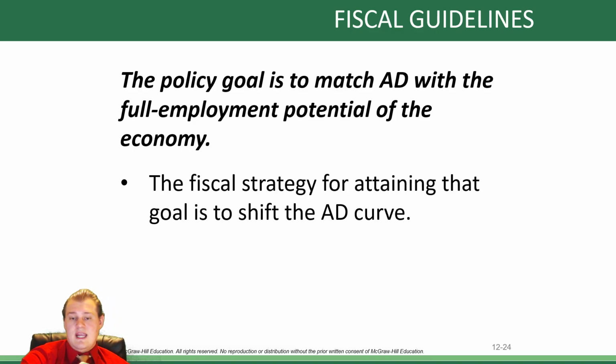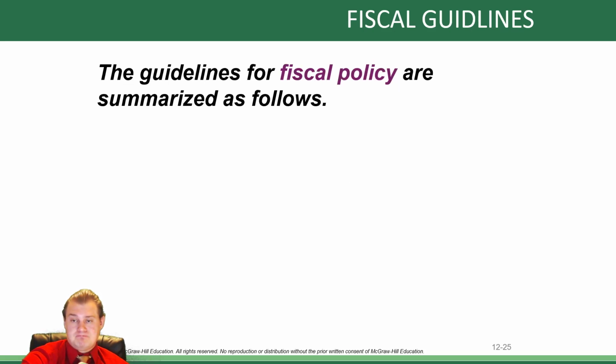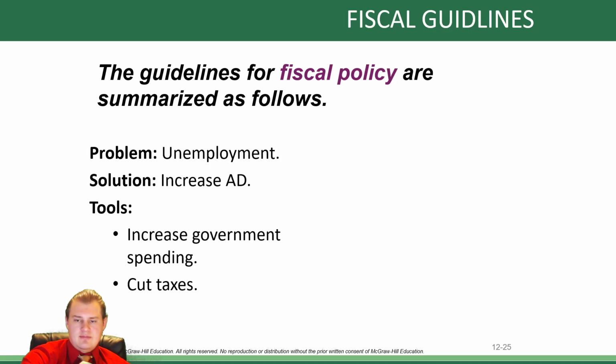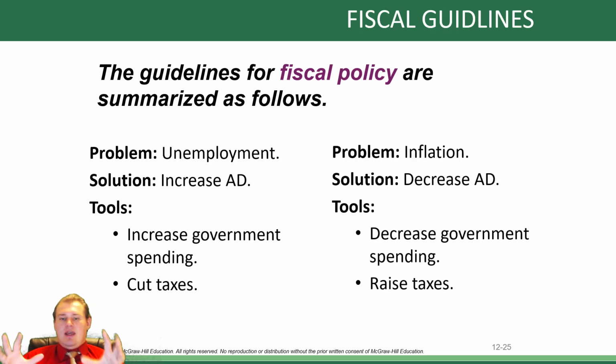Fiscal strategy for attaining the goal is to shift the AD curve. Guidelines for fiscal policy are as follows. Take some time here and just look at this slide. This is probably the nutshell of this chapter.